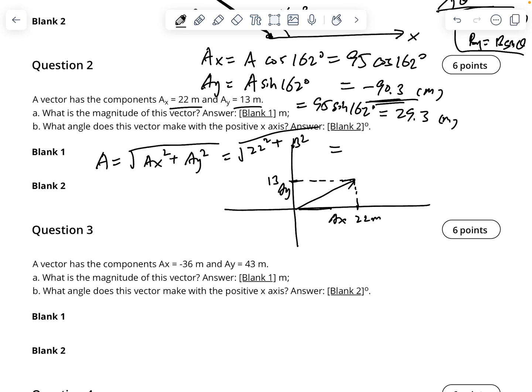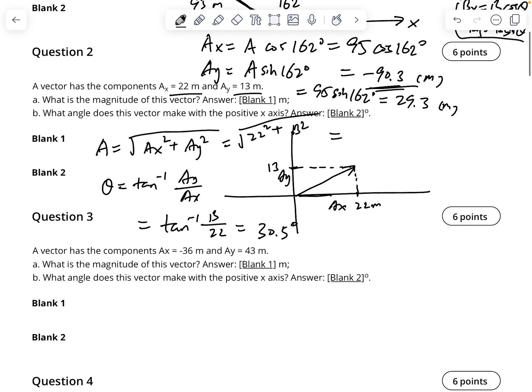What angle does this vector make with the positive x-axis? The angle equals inverse tangent of Ay over Ax, equals inverse tangent of 13 over 22. So you do inverse tangent and you get an angle of 30.5 degrees.